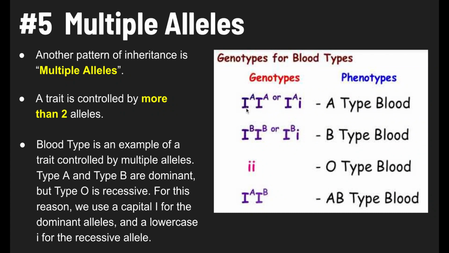So we use the capital I with a superscript on it, either A or B, to tell us which dominant allele we're working with here. And we use the little i to represent the recessive allele, which is for type O. Now, an individual could have both an A allele and a B allele, and in that case, they have type AB blood. Okay, so it might be helpful to see an example here. So that's what I'm going to work out on the next slide.